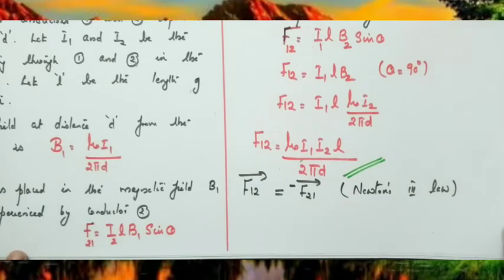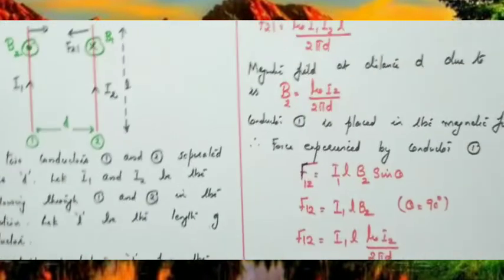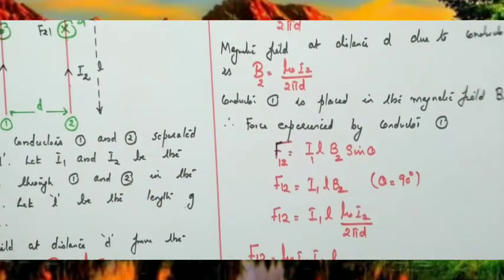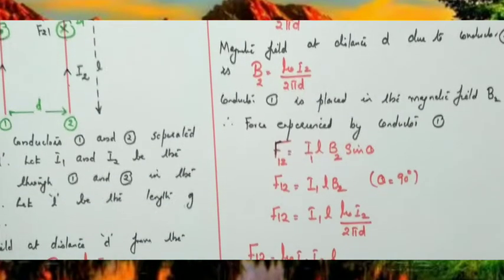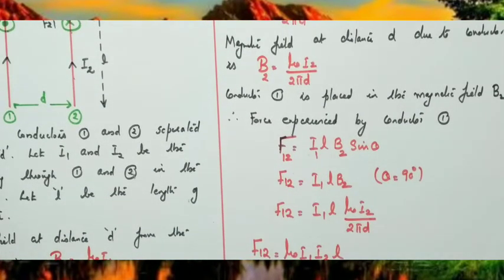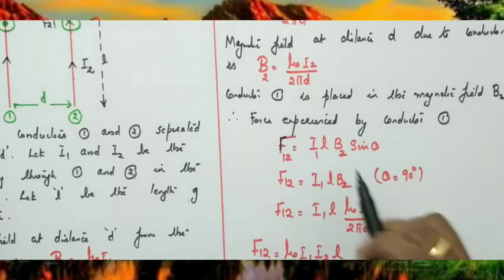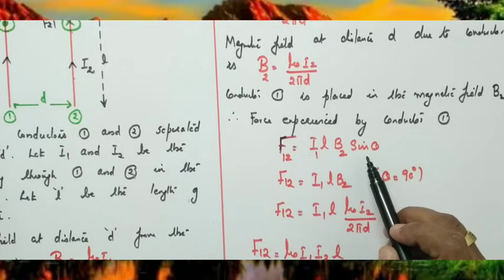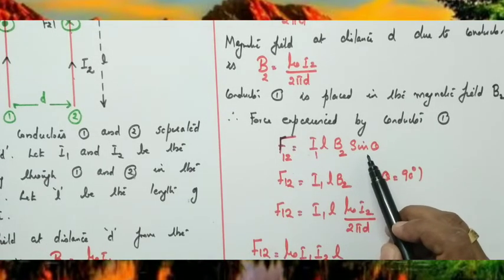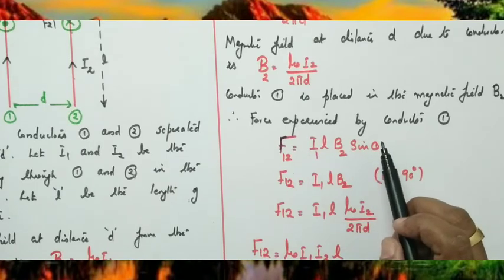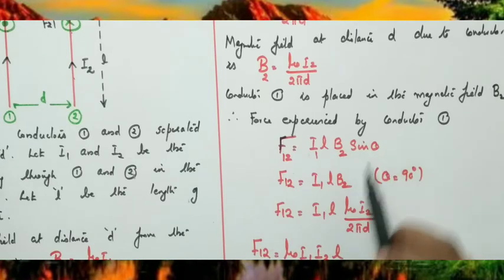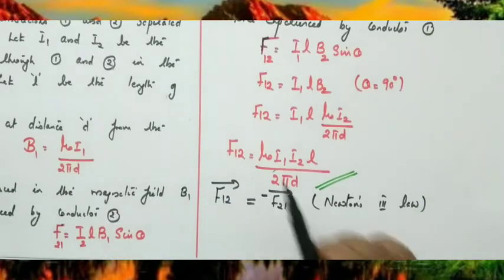Hence we can say that this formula is obtained from Ampere's circuital law, then Biot-Savart's law, and this is called the Lorentz force. This is another form of the Lorentz force. So Ampere's circuital law, Biot-Savart's law and the Lorentz force are in accordance with Newton's third law. Okay children.